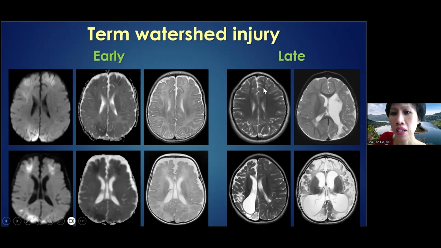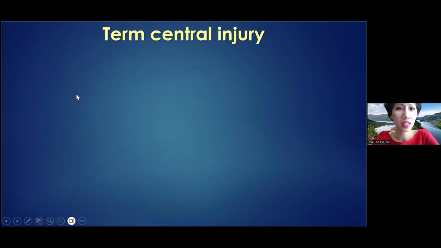So you can see the border zone appearance on follow-up can be bilateral, but it can also often be asymmetric, right? So all of these cases have some level of asymmetry, but there is actually bilateral involvement. Watershed. And this just shows you that, although watershed injury is usually partial hypoxia, if it's prolonged, you actually have pretty severe sequelae.